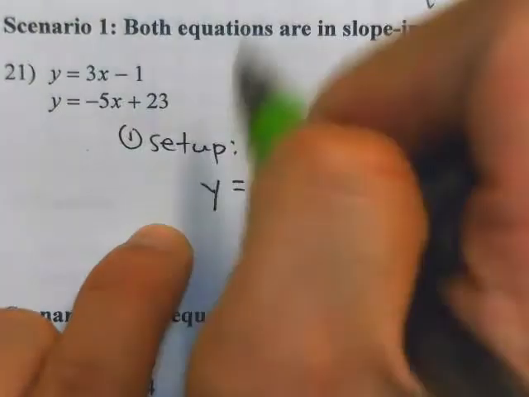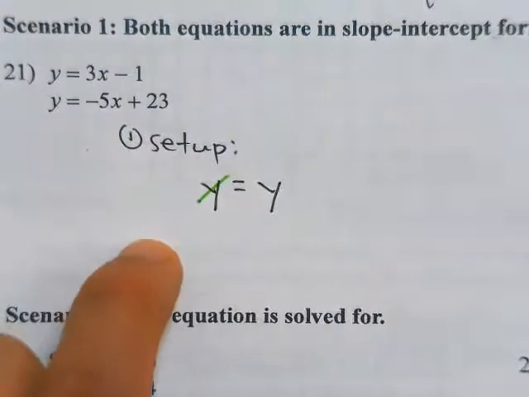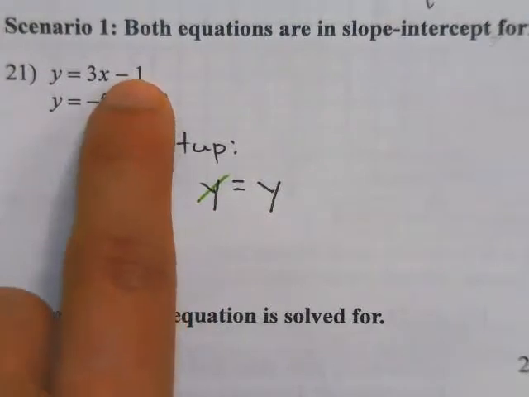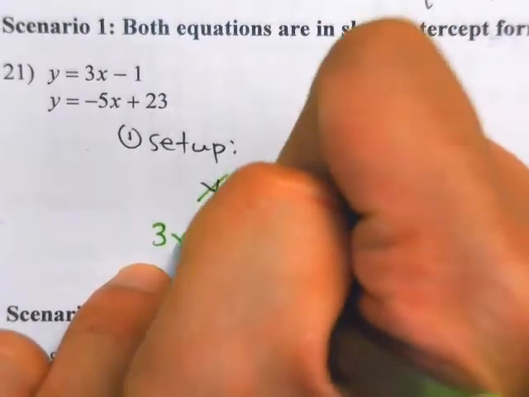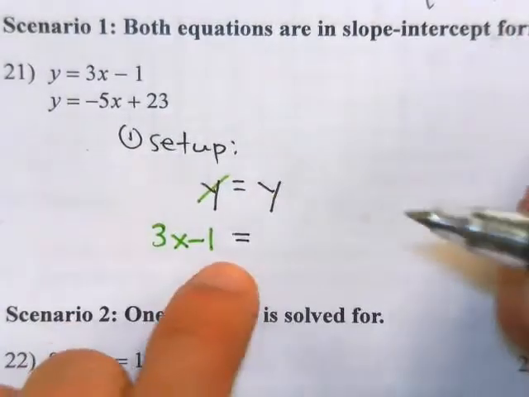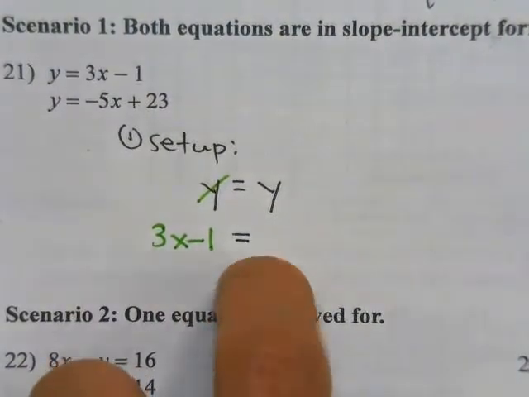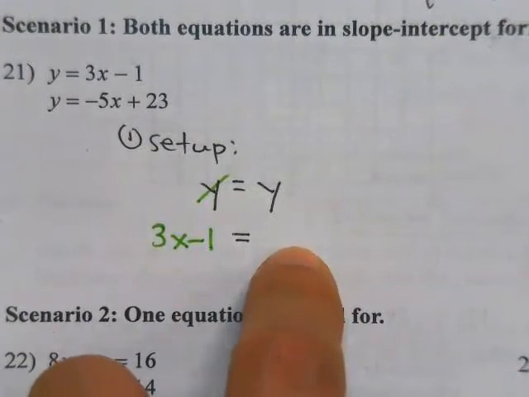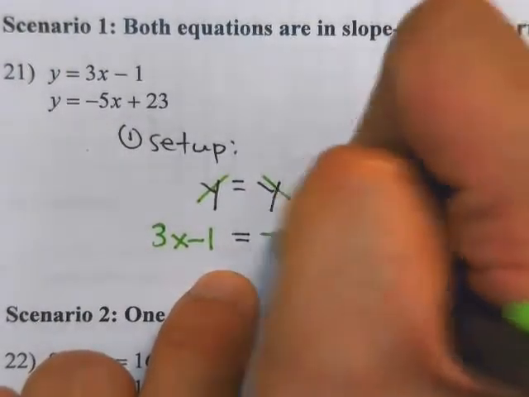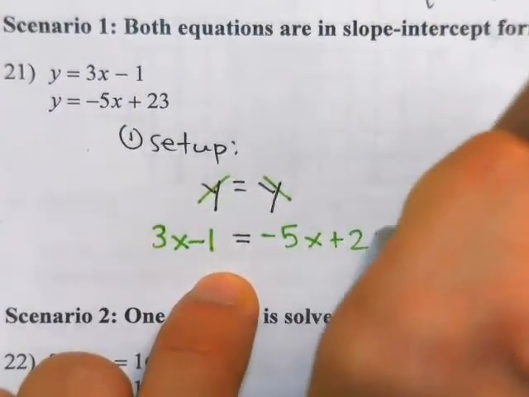Once you have this set up, then we're going to plug in and substitute for some of the expressions. Your first y is equal to 3x minus 1. So on the left side, I'm going to put 3x minus 1. A4, what do you think we should put here on the right side? Negative 5x plus 23, because that was the second y that was defined for us.